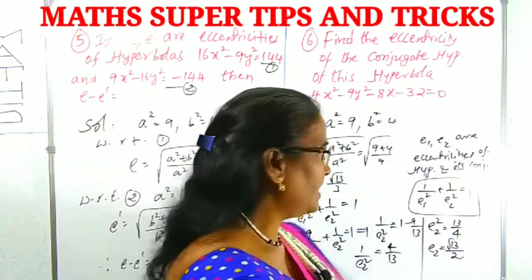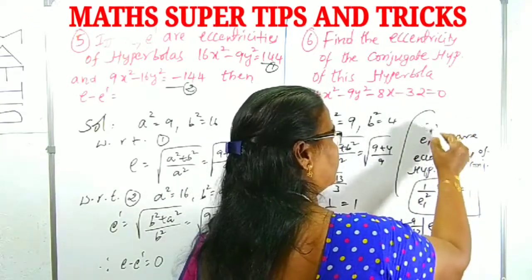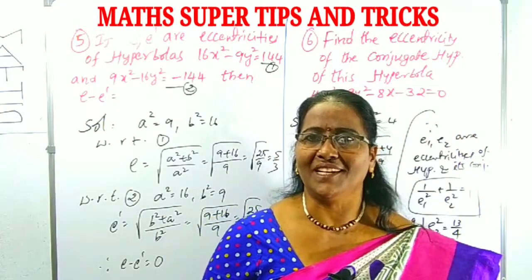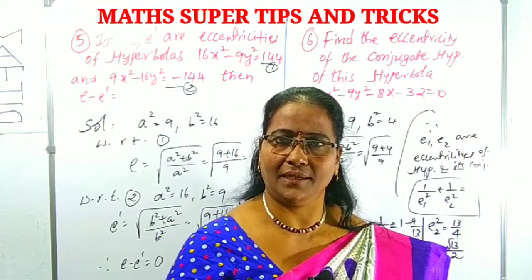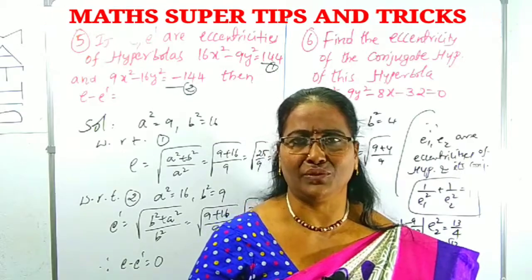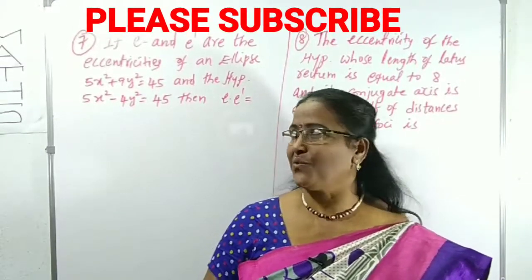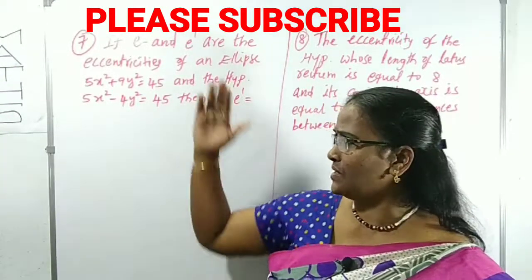That's it. Here what you have to know is this tip, that is the relation between the eccentricity of a hyperbola and its conjugate hyperbola. Is it clear? So we'll move forward to some more questions, 7 and 8. Very simple. These two are also.